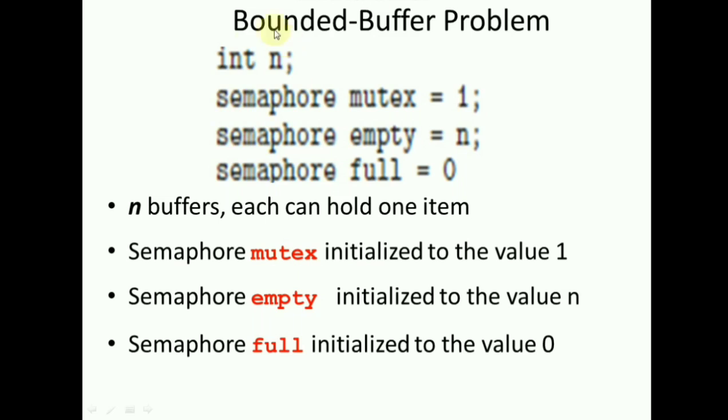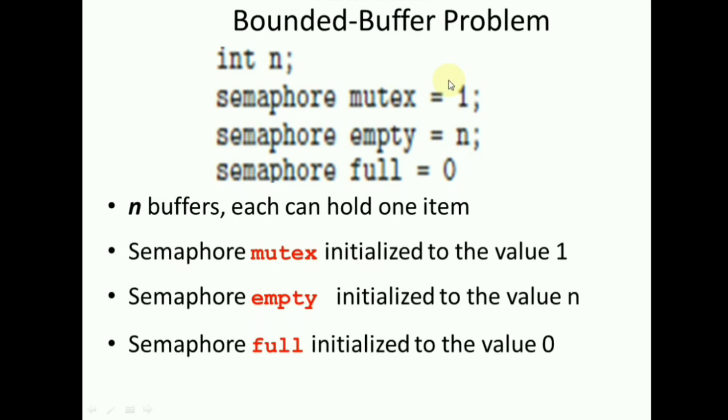So these are some of the variables or data structures that are defined. We have the integer n that says the number of buffers, each buffer capable of holding one item. We have a mutex, which is a binary semaphore which ensures mutual exclusion. I think when we discussed semaphores, we had discussed mutex also. It can take a value of either 0 or 1 and it ensures mutual exclusion among the processes.